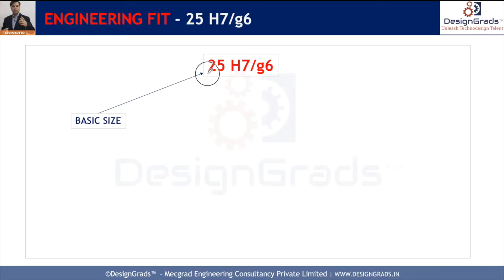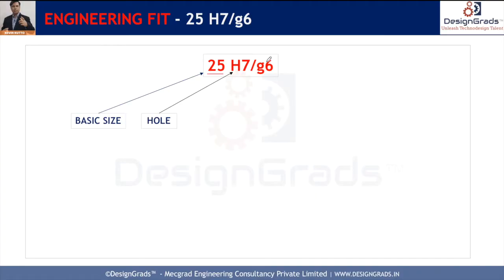So once we know the size of the hole and shaft is 25, we have to apply different tolerance blocks, a combination of different tolerance blocks on hole and shaft to get different engineering fits. Now this 25 size can be anything. It can be 40 also, 200 also, 100 also, 1000 also, no problem. So the combination of this basic size and these letters and numbers is going to give us different engineering fits.